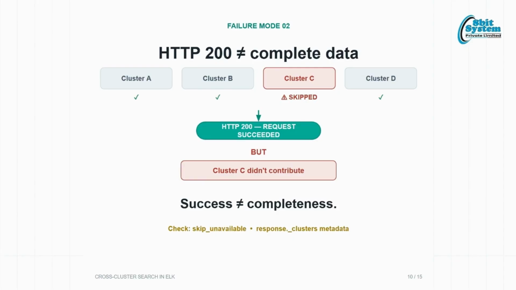Here's one of the most important CCS lessons. HTTP 200 does not automatically mean complete data. If one remote cluster is skipped, you can still get a successful response depending on your configuration. So check the CCS cluster metadata and understand skip_unavailable. Success and completeness are two different questions.